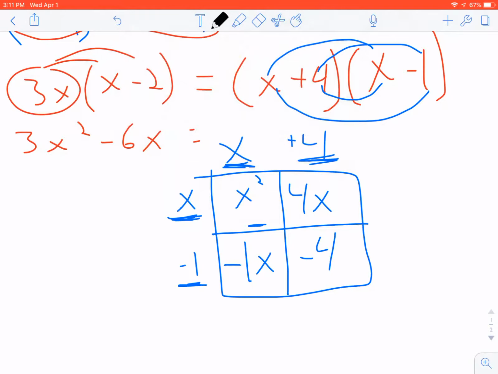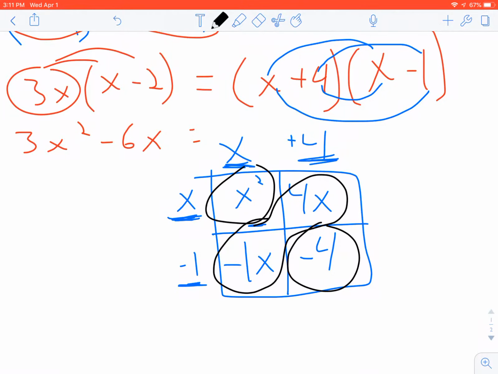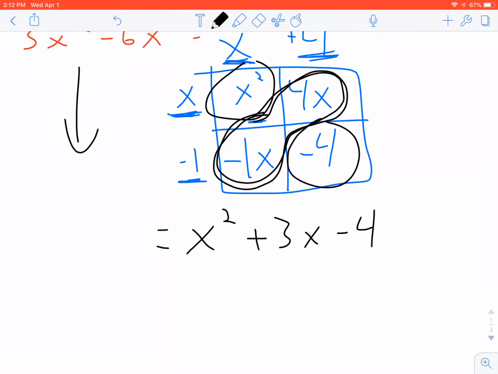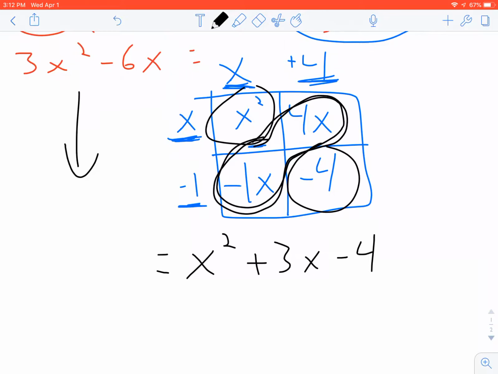When you do this, the terms on the bottom left and top right will be your like terms. Your x squared and your constant will not be like. They will be the ones that are left alone. So x squared, combine these terms, negative 1x and 4x gives you a positive 3x, minus 4. And bring down what I had from the left-hand side. So I have 3x squared minus 6x is equal to x squared plus 3x minus 4.